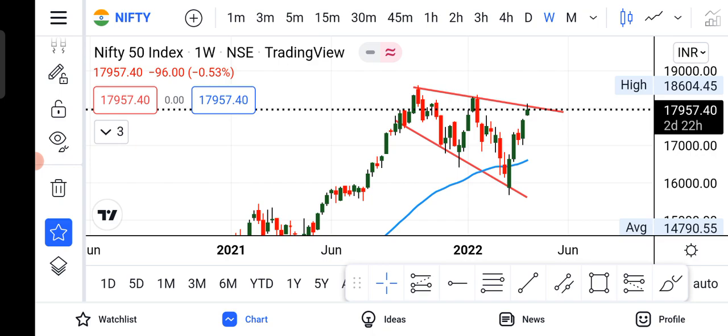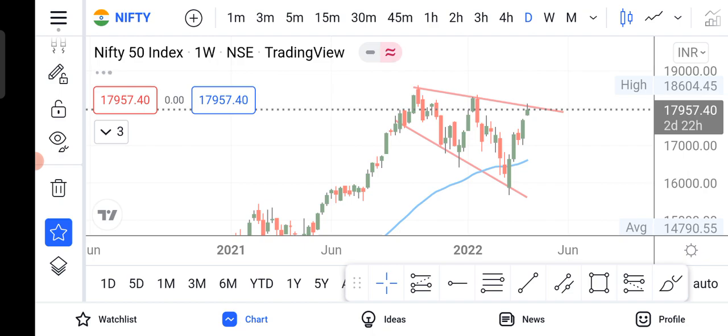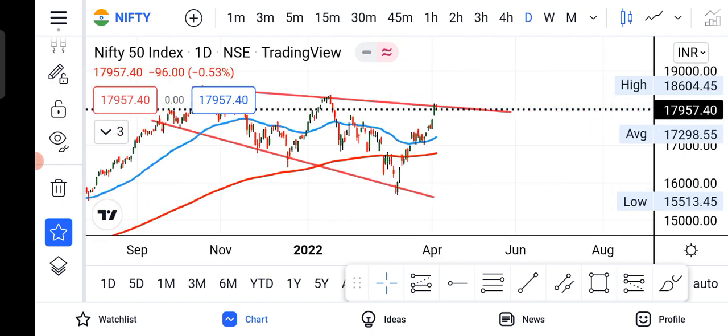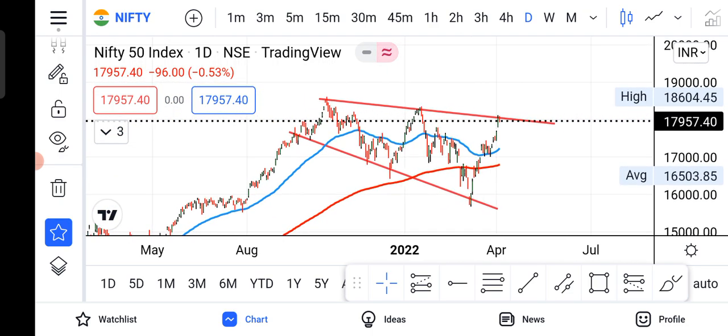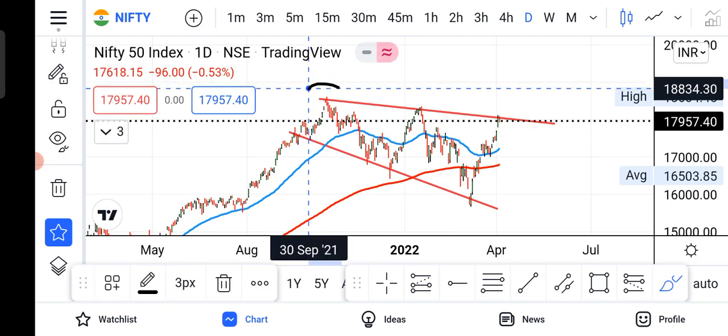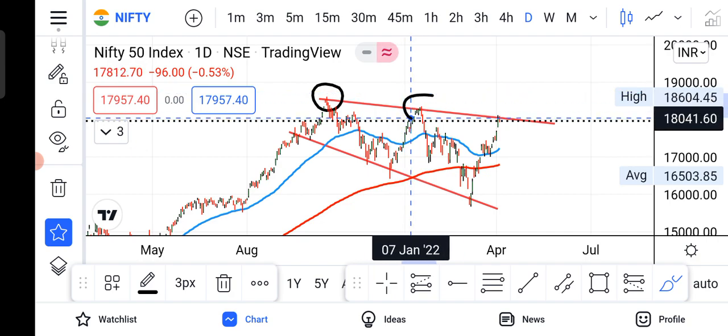What can the future be? What can be the further movements of Nifty 50? For that, you can see there is a broadening pattern. Let us move to the daily time frame and understand this pattern better. As you can see, the pattern which we drew on the weekly is clearly visible on the daily. I'm highlighting some touch points for you.